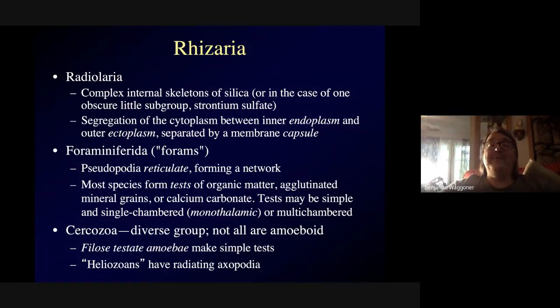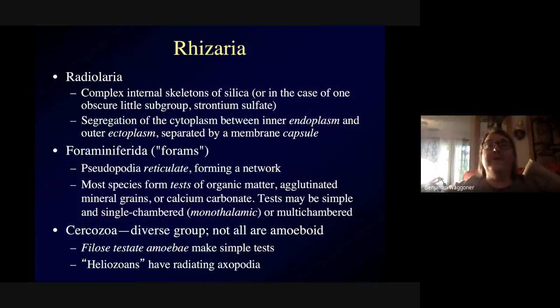Forams, or Foraminiferida, the pseudopods form a network. They split and they join, and they create something like a living net. This is said to be reticulation. Reticulum is Latin for little net.